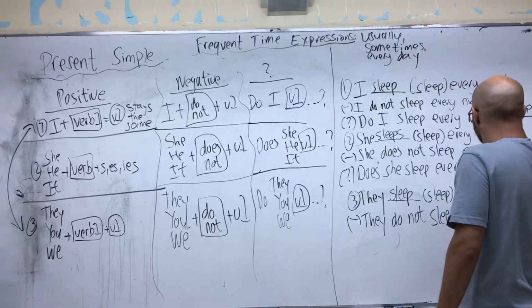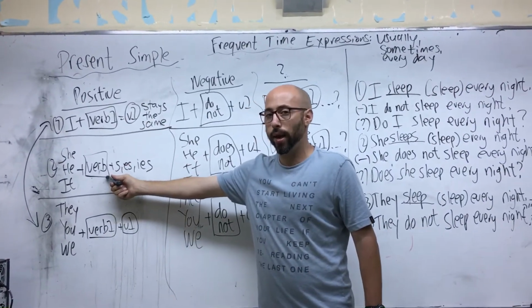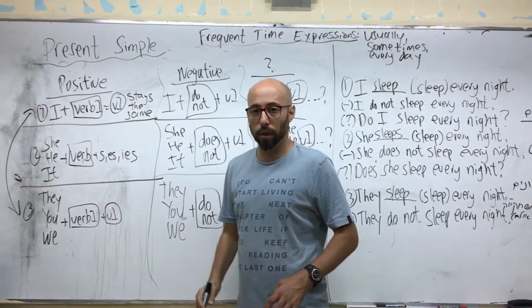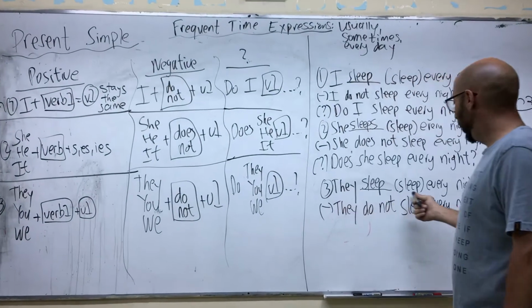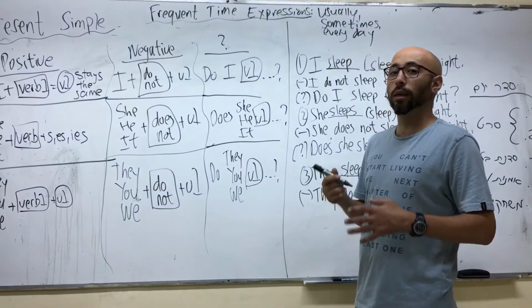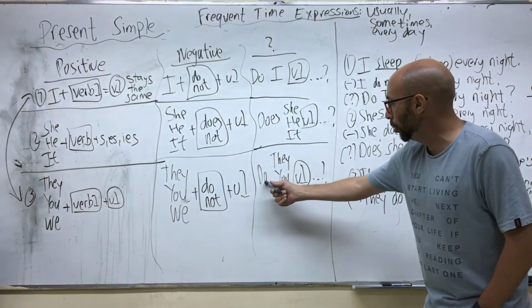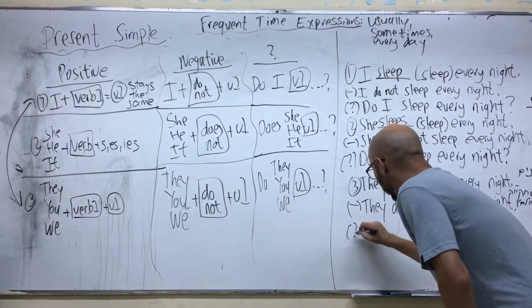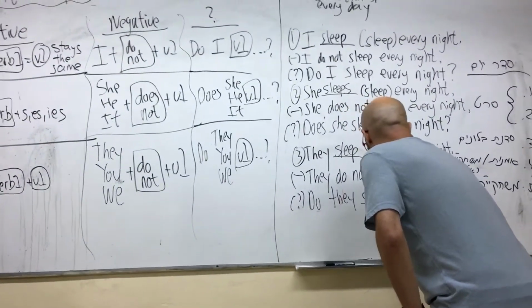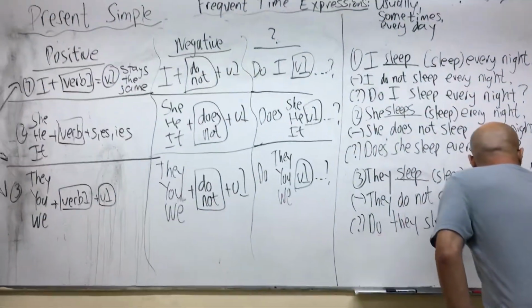I again want to mention the fact that in the positive, in the second body, I added an S. Only in the second body. In the positive, I add something to the verb. That's it. They sleep every night. They do not sleep every night. I'm going to lean on my table and use it as a reference to answer this question. Do they sleep every night?